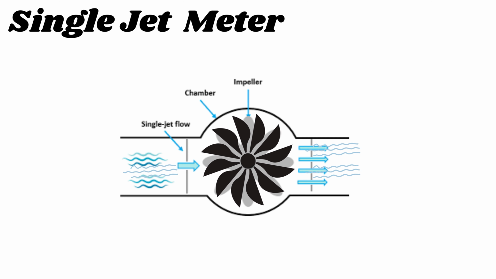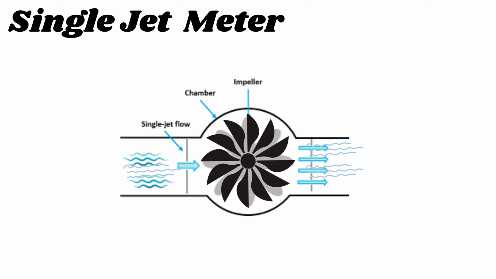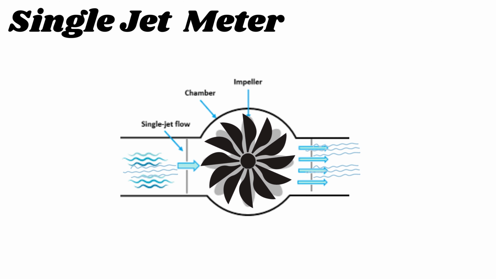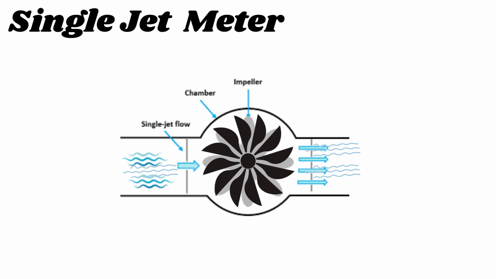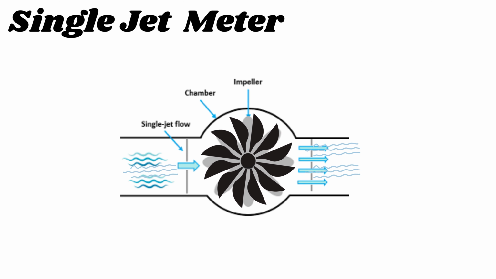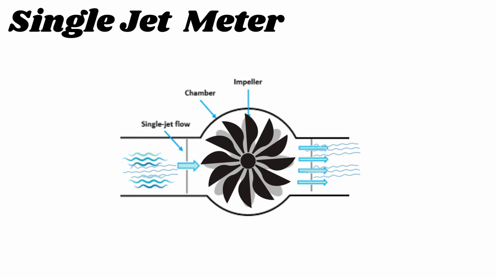Single jet meter. As the name indicates, a single jet meter uses a single port for creating a water jet. This causes the turbine to rotate. The turbine is mounted in a radial position and a single stream of water is directed towards the turbine.